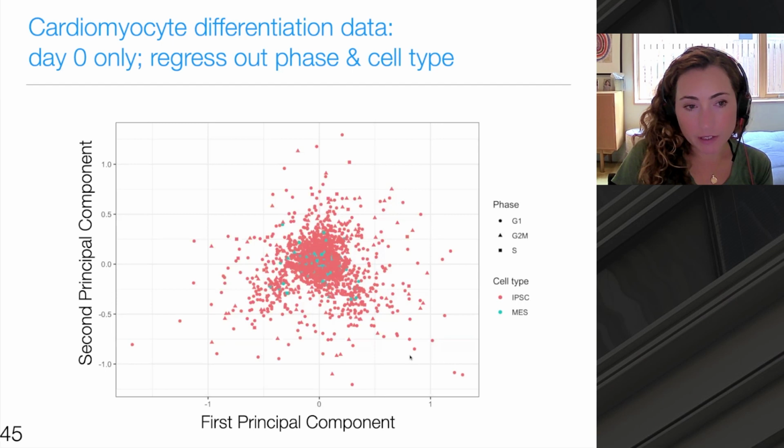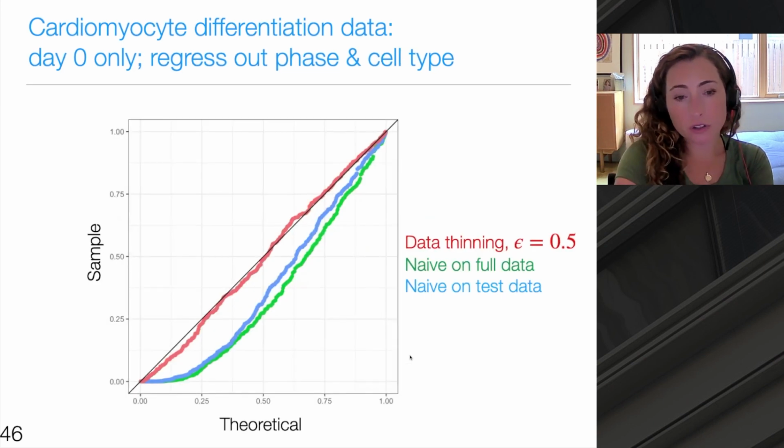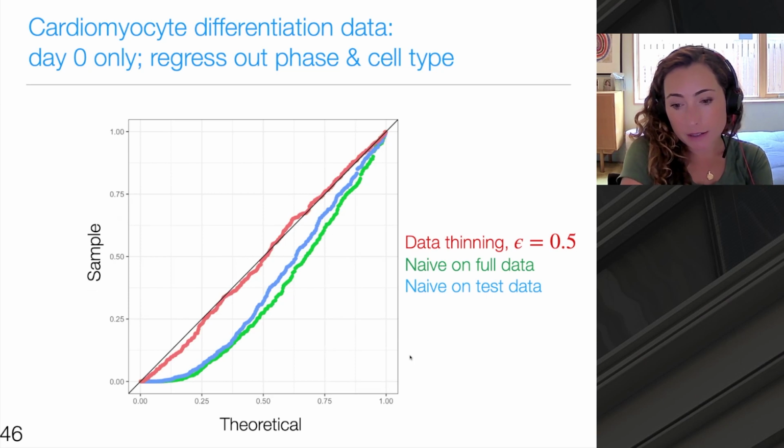I think that these first and second principal components are just noise because these are all identical cells on the same day before they've had a chance to differentiate. And so I think that if we test each gene for association with that first principal component, those p-values should just be uniform 0-1. So here's a QQ plot. Anything on the 45-degree line indicates uniform 0-1 p-values. And anything below the 45-degree line indicates an anti-conservative test with p-values that are too small.